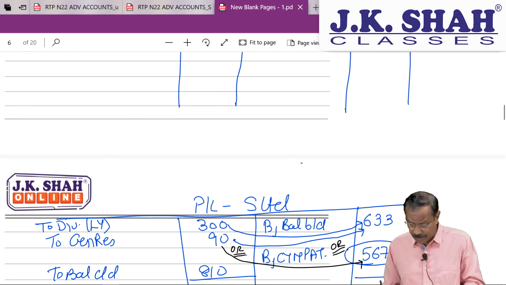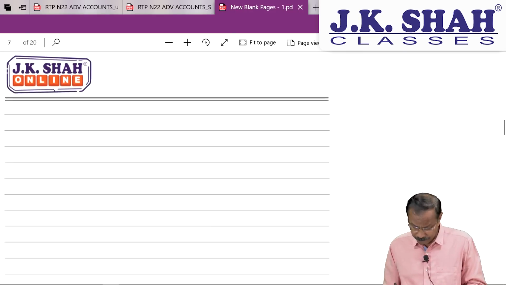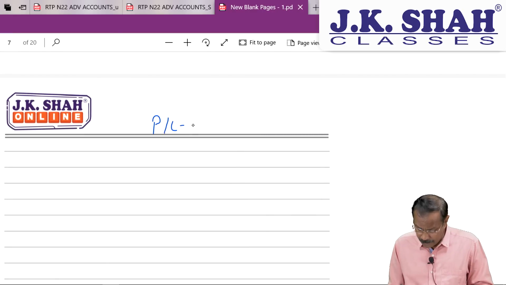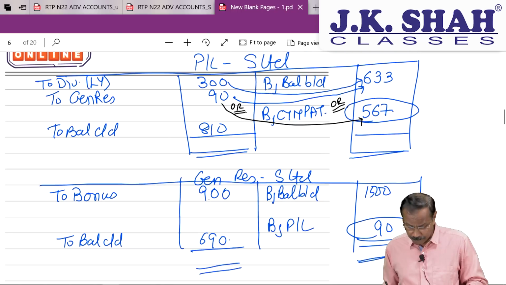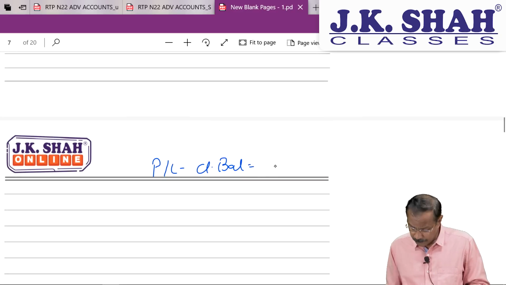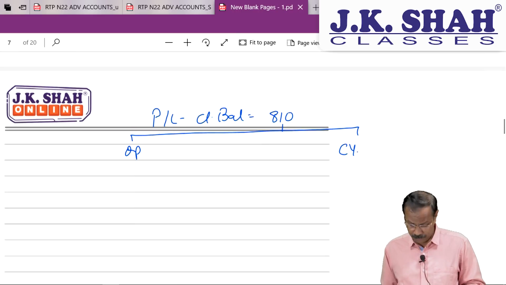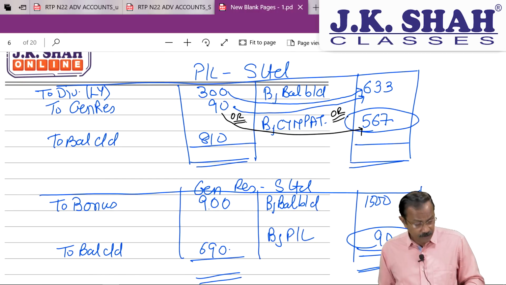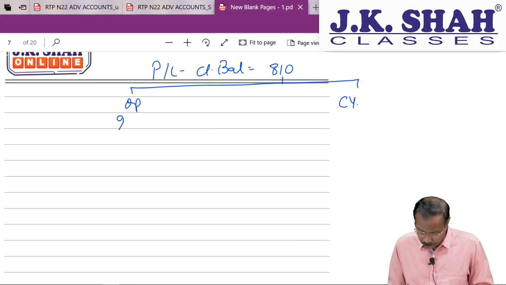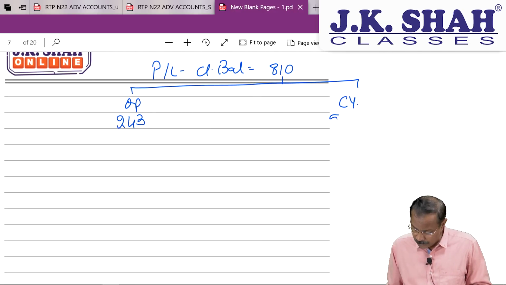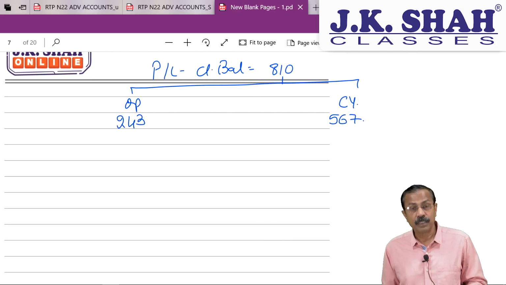So if I'm taking 90 from 633, P&L closing balance is 810. Opening current year. Opening will be 633 minus 390. That's 243. So current year will be 567.